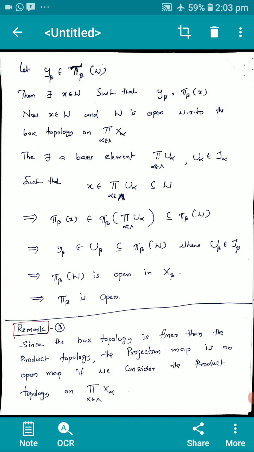Now coming to remark 3: since the box topology is finer than the product topology, the projection map is an open map if we consider the product topology on product X_alpha.